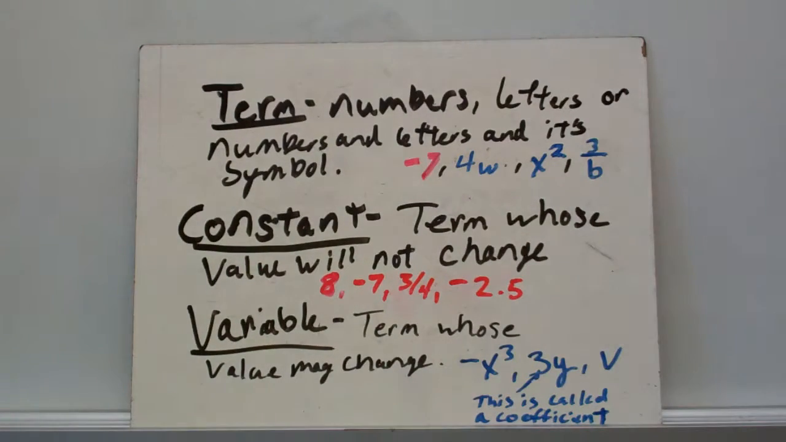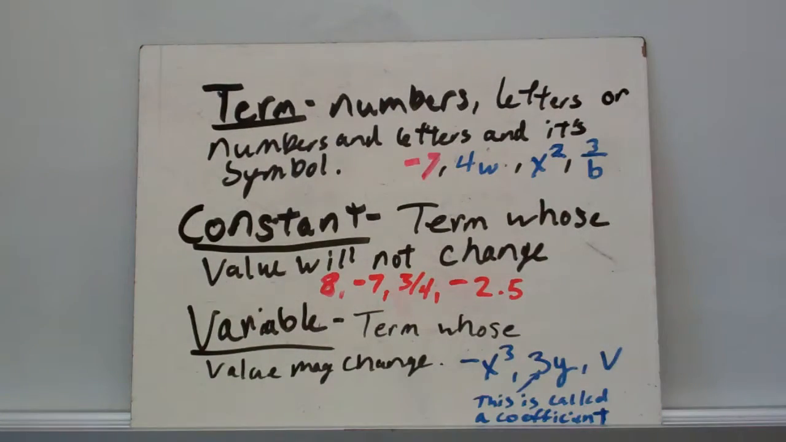A constant is a term whose value will not change. And these are going to be our numbers, like 8, like -7, like 3/4, like -2.5. They can be positive, they can be negative, but their value will not change. We always know that 8 will always remain 8.